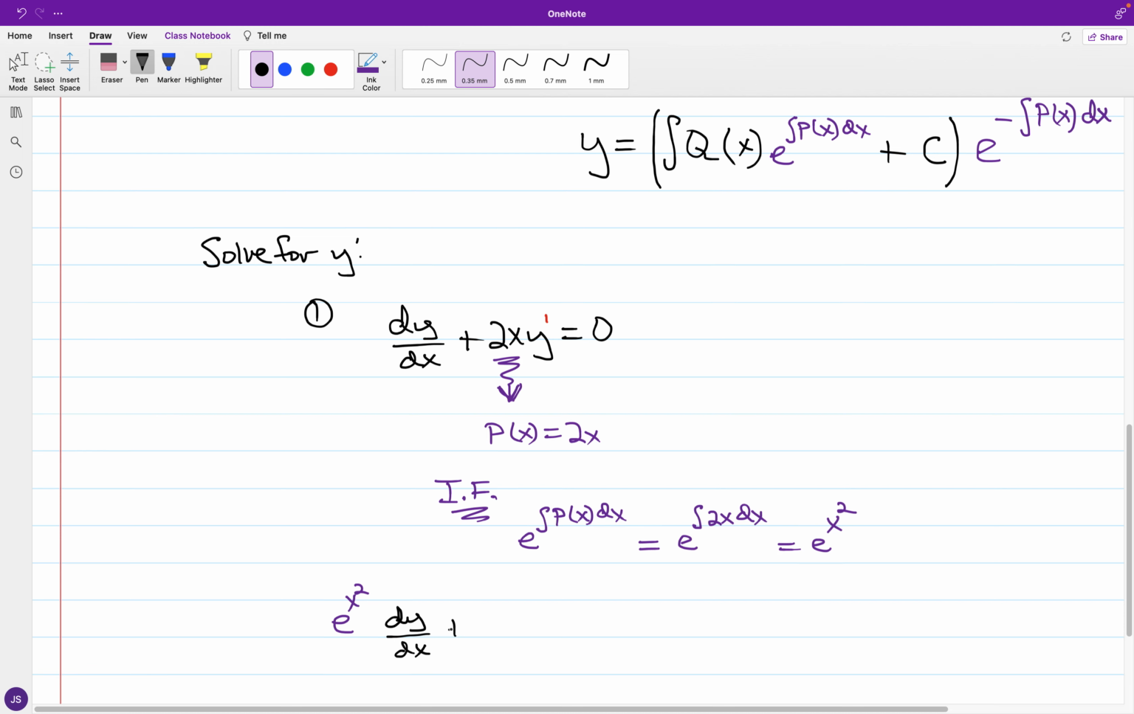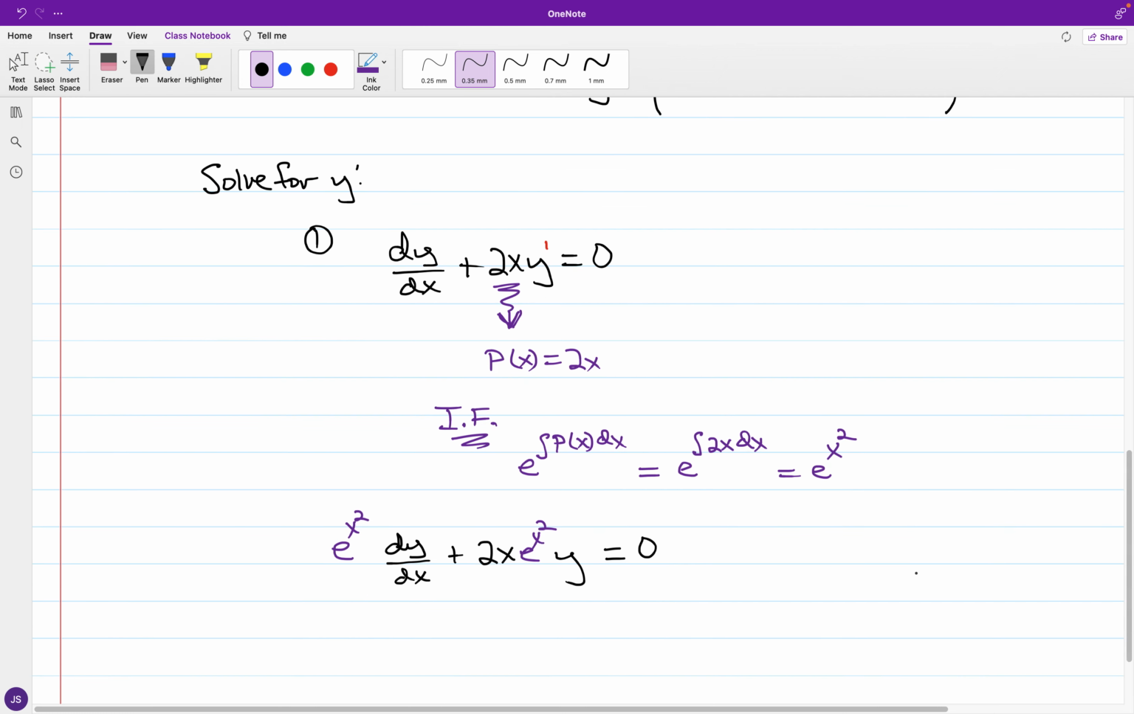So you have e to the x squared dy over dx, and we can say that we have plus 2x times e to the x squared times y is equal to 0. Okay, and for what we have in the setup, now these two terms again will be the product rule expansion of taking the derivative in x of the product of e to the x squared times y.